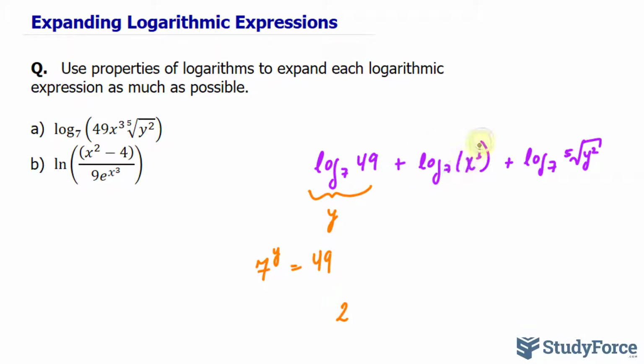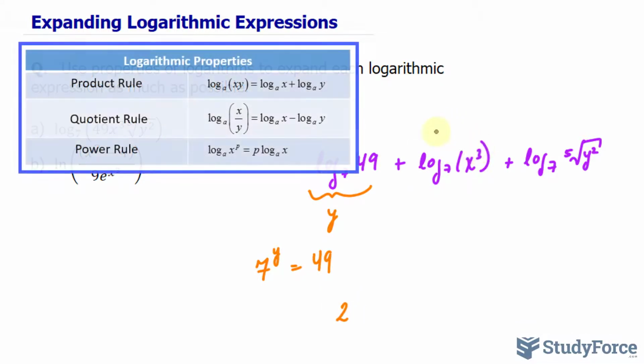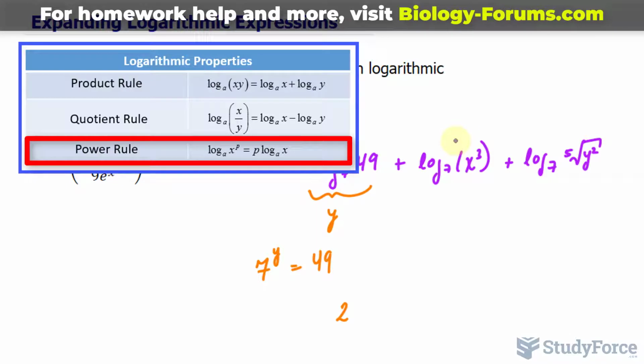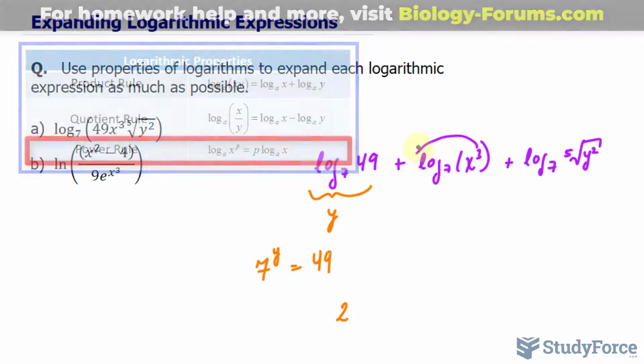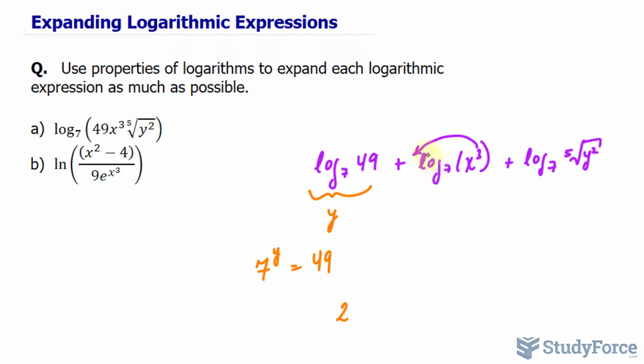For this, you'll notice that x to the power of 3 has an exponent. One of the logarithm laws tells us that if you have a value raised to a power, you can actually write this 3 as a coefficient of that term. Therefore, rather than the following, we can write down 3 times log of base 7 x.